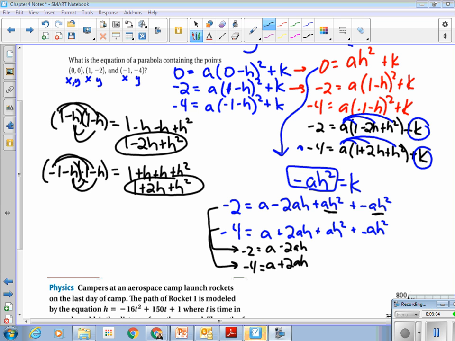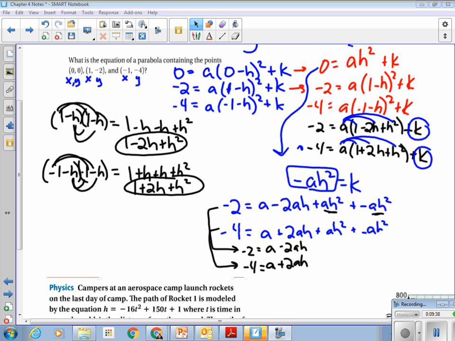So I'm going to rewrite this guy with my a factored out. No, never mind. How about we use elimination? If I just add the two equations together. You can use elimination, right? If I add the two equations together, what will we get?